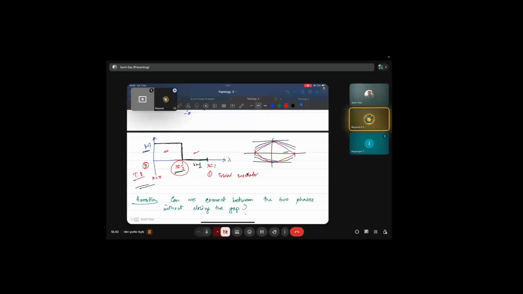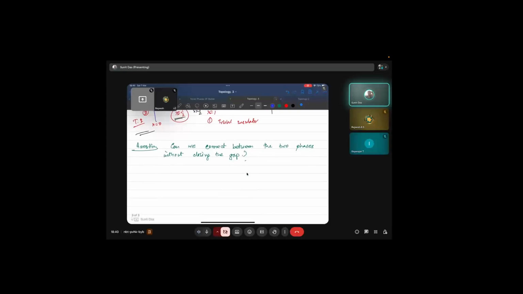So the whole system's symmetry gets changed actually. So we cannot call that a smooth transformation. I am transforming the system and the symmetry gets changed. It is not possible. So to see how this happens, note that this is also called a symmetry protected topological phase.